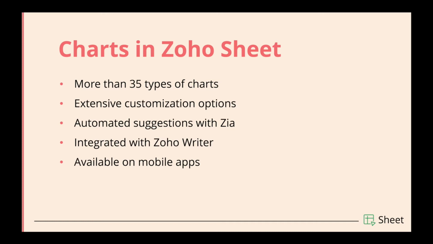And Zoho Sheet is also tightly integrated with Zoho Writer, an online word processing software from Zoho. So if you're working on a document based on data that's there in your spreadsheet, and you want your chart to be in the Writer document, you can simply copy and paste the live or dynamic chart from Zoho Sheet to the Zoho Writer document in such a way that whenever there is a change in the data or the chart in the Zoho Sheet file, that will get automatically updated in your Zoho Writer document as well. The chart and Zia features are also available on our mobile applications for both iOS and Android, so you can visualize your data on the go.